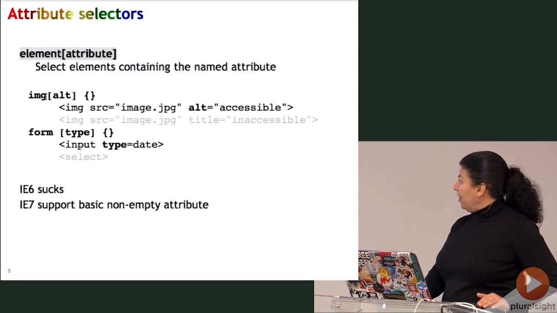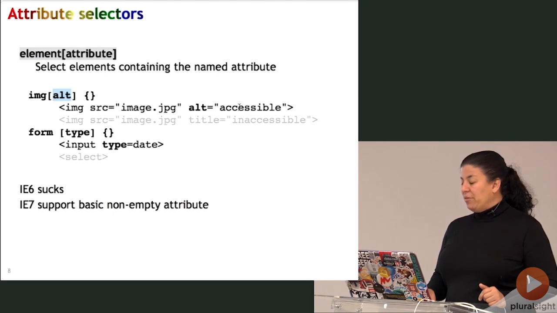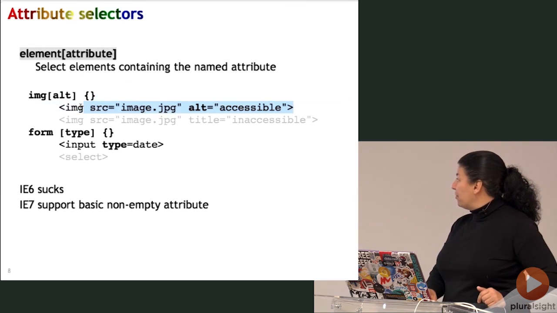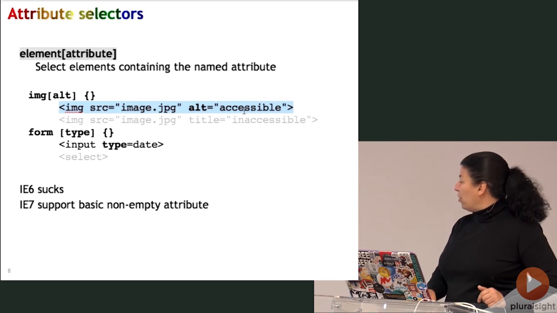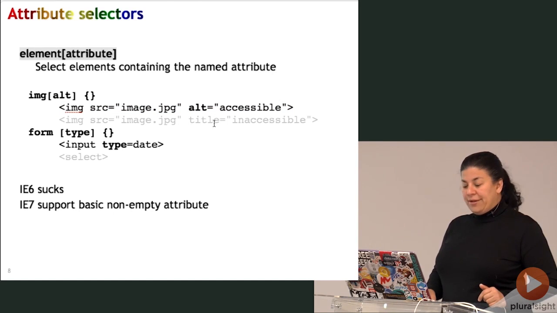So here we can just say any image with an alt attribute. And all of your images should have alt attributes, because it makes your images accessible. So here it'll match this, because right here there's an alt attribute. It will not match this because it has a title and no alt attribute. So how do you do it?